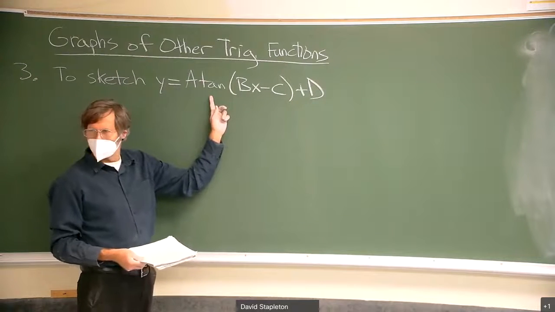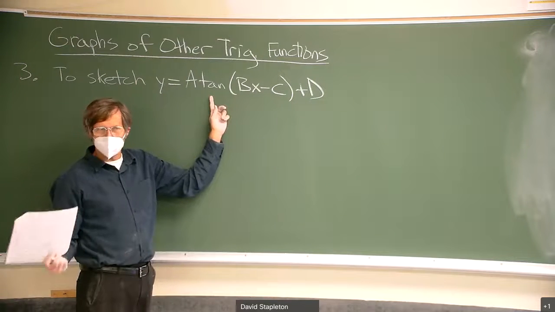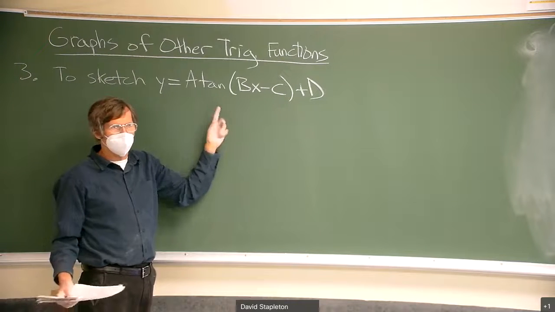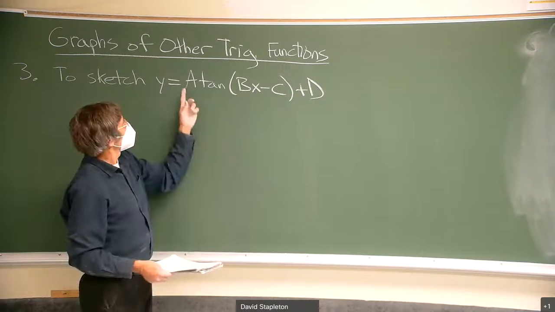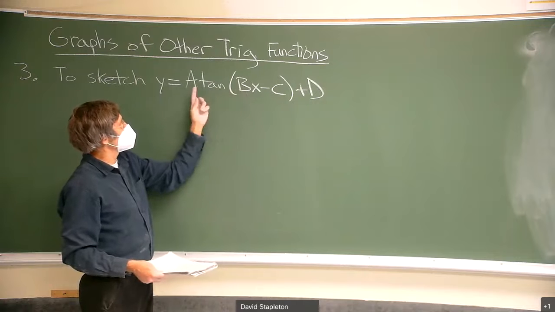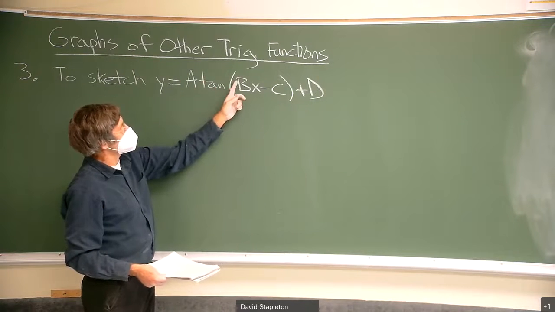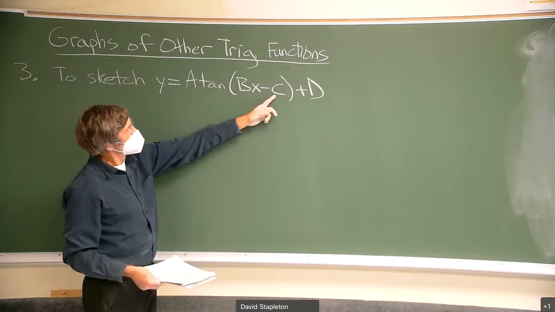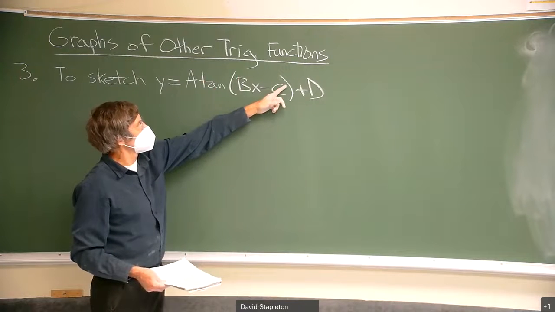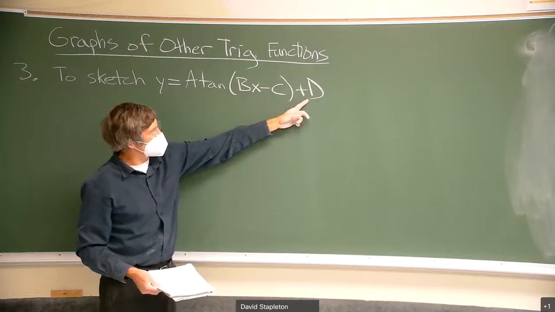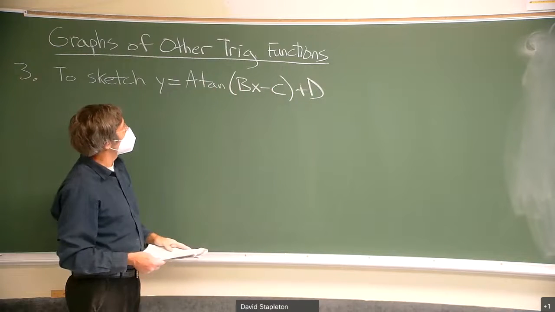What did we do? We started with the basic y equals sine x graph, right? And we stretched it and we shifted it. The a and the b cause stretches: we stretched it vertically by the absolute value of a, stretched it horizontally by 1 over b, and then we did a horizontal shift of c over b, and a vertical shift of d.